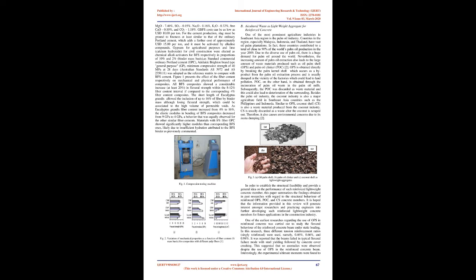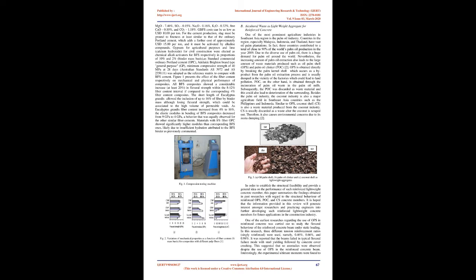Figure 1 presents the effect of the fiber content on the mechanical and physical performance of composites. All BFS composites showed a considerable increase, at least 20%, in flexural strength within the 8 to 12% fiber content interval if compared to the corresponding 4% fiber content composites. The short length of Eucalyptus grandis allowed the inclusion of up to 16% of fiber by binder mass, although losing flexural strength, which could be associated to the high volume of permeable voids.